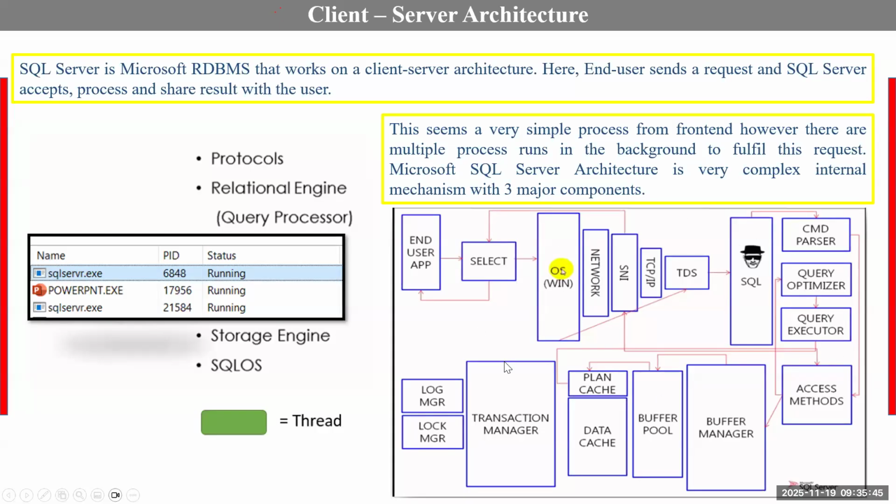In terms of architecture, we are having a protocol layer, a relational engine, and a storage engine. In the relational engine, we are having the command parser, query optimizer, and query executor. In the storage engine, we are having the access method, and a lot of caches like data cache, plan cache, and log cache. So all these are very important, and the transaction manager is also very important. Log manager, plan cache, data cache are all in the cache only. We haven't discussed this stuff. We'll talk about it, sir, when we are talking about log file architecture. So slowly you will digest everything.